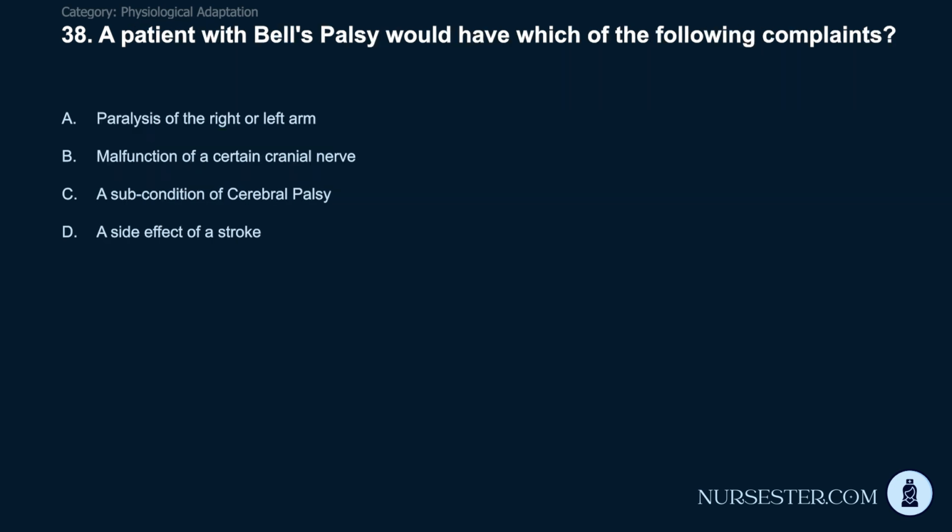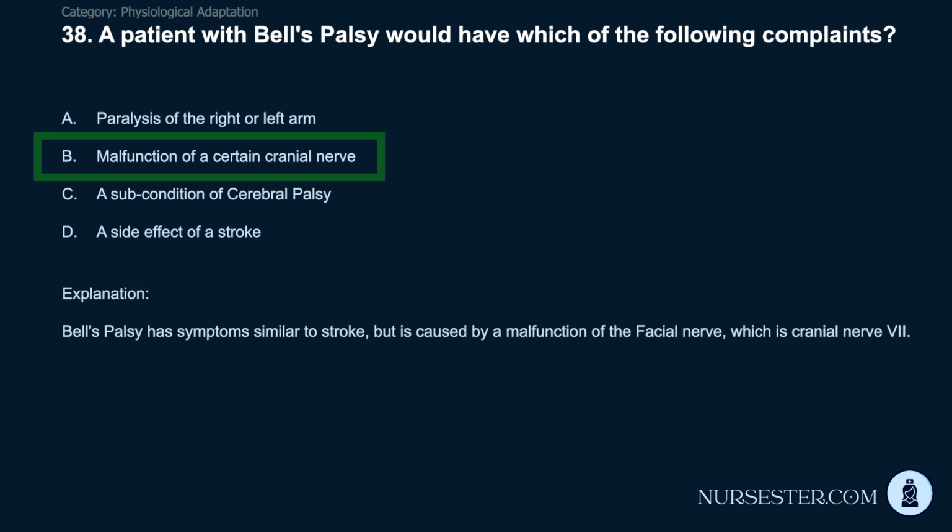38. A patient with Bell's palsy would have which of the following complaints? A. Paralysis of the right or left arm. B. Malfunction of a certain cranial nerve. C. A subcondition of cerebral palsy. D. A side effect of a stroke. Correct answer: B. Malfunction of a certain cranial nerve. Bell's palsy has symptoms similar to stroke, but is caused by a malfunction of the facial nerve, which is cranial nerve 7.